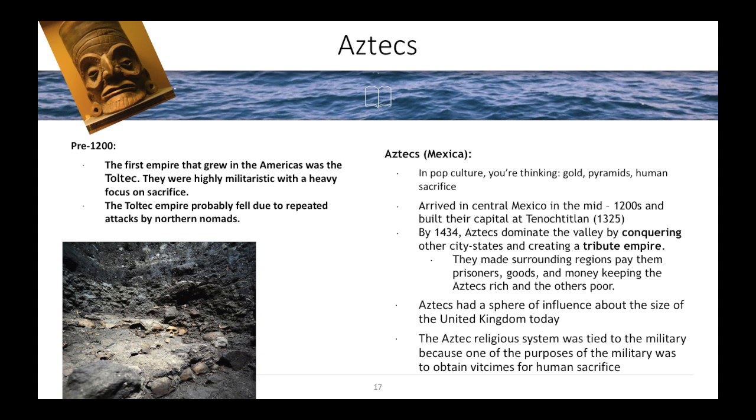The Aztec religious system was tied to the military because one of the purposes of the military was to obtain victims for human sacrifice. The Aztecs believed that victims or human sacrifices were ways to repay the gods, helped nourish them. So on the left-hand corner, you can see an excavation of an Aztec skull rack. Skull racks were literally where the Aztecs hung the skulls of their victims on a series of horizontal and vertical poles, likely to intimidate people that traveled into the city, or some form of legitimation or artwork.